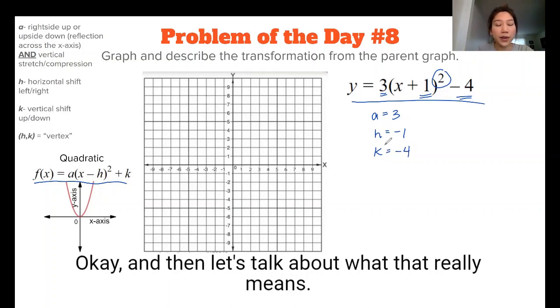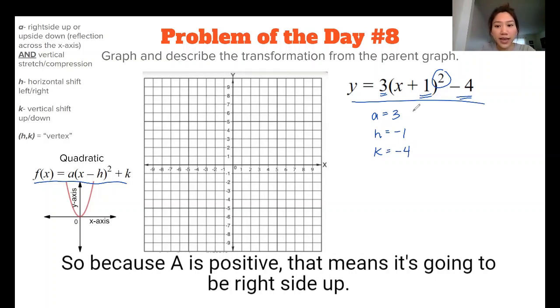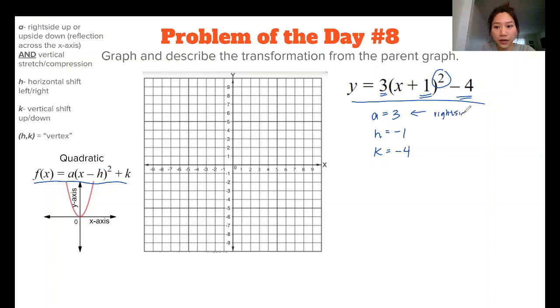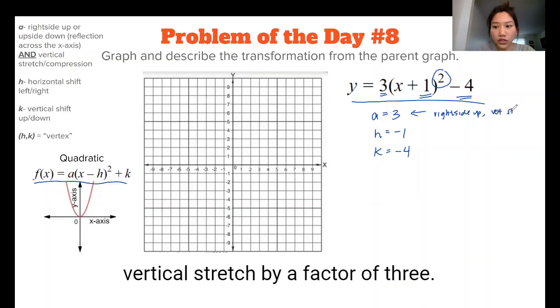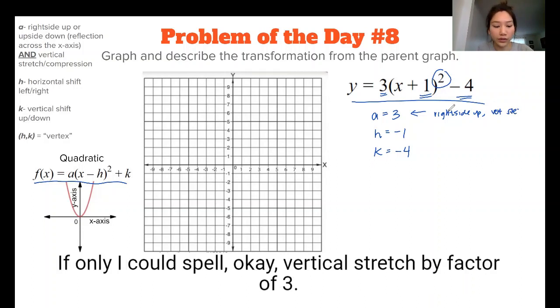Okay, and then let's talk about what that really means. So because A is positive, that means it's going to be right side up. Okay, and because it's greater than 1, that means it's a vertical stretch by a factor of 3. If only I could spell. Okay, vertical stretch by factor of 3.